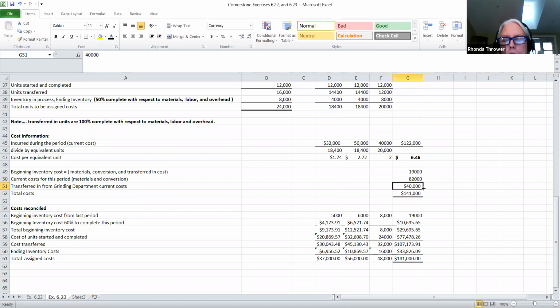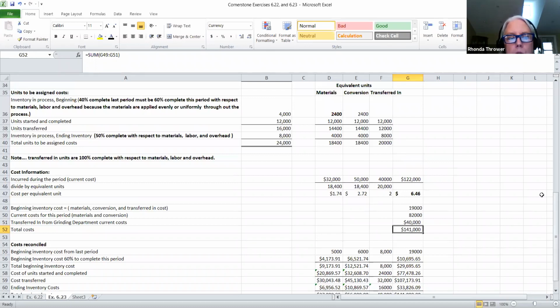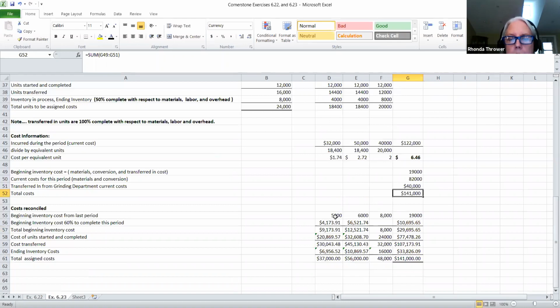And then you take your transferred in cost, which was a given amount. 20,000 units were transferred in at a cost of 40,000. And the total cost for this period would be beginning inventory, your current cost, which really includes your materials, labor, and overhead here, and your transferred in cost. So these are your total costs. And we're going to reconcile those by putting them through the steps that we use to determine our equivalent units here. We'll start with our beginning inventory cost, and then we're going to go to started and completed units, and then we're going to add transferred, and then we're going to add ending inventory to get our total assigned cost.